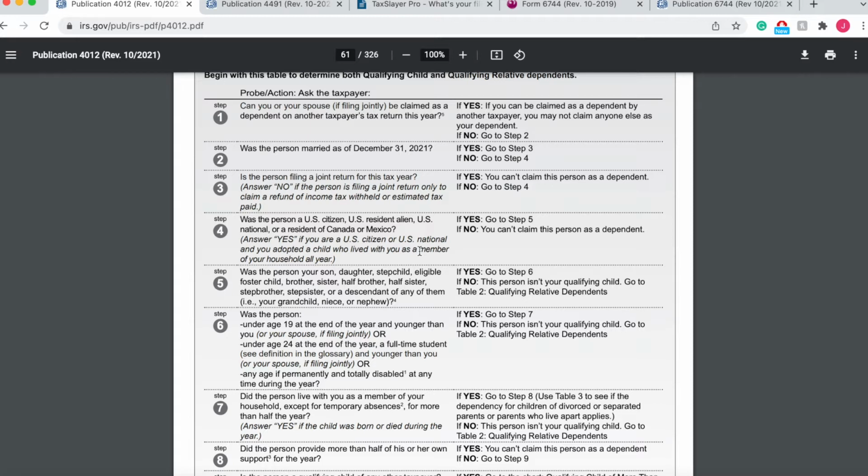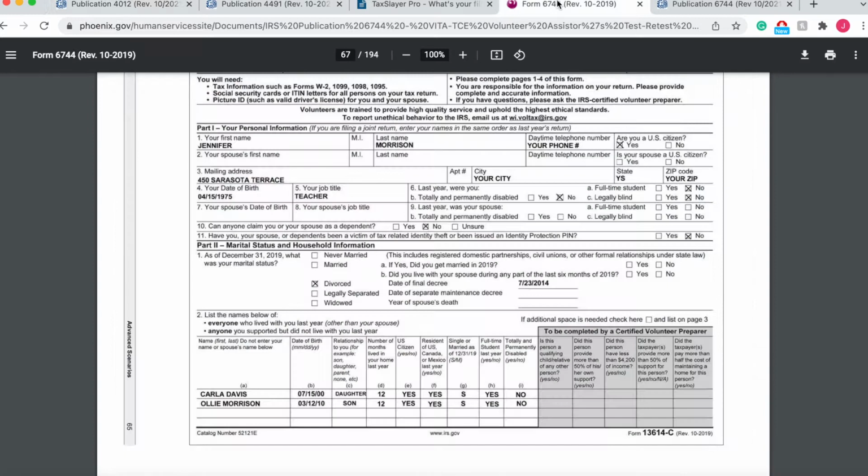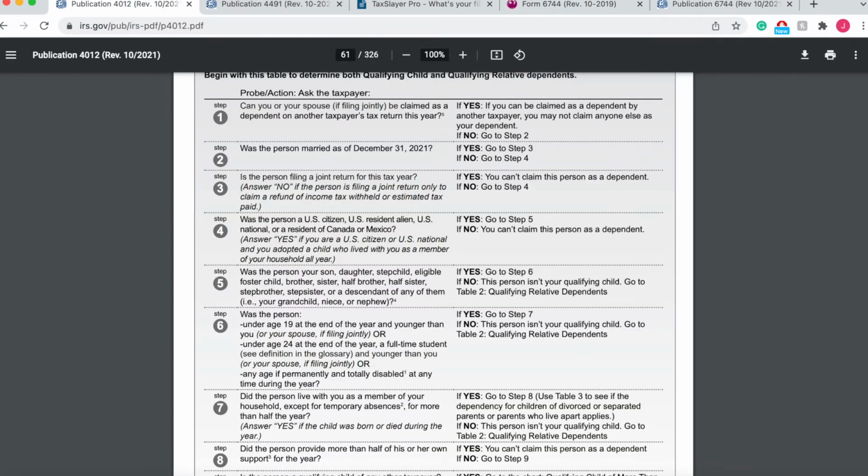So the next one is here in step 6: was the person under the age of 19 at the end of the year and younger than you or your spouse filing a joint return? Yes. For Ollie, we see that Ollie is under the age of 19, but Carla at this time was in fact 19, because remember, this is in 2019. But Ollie is under the age of 19, Carla is not.